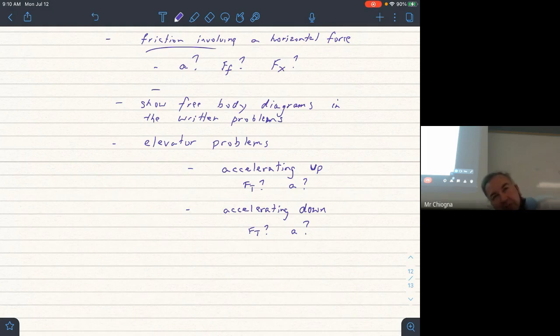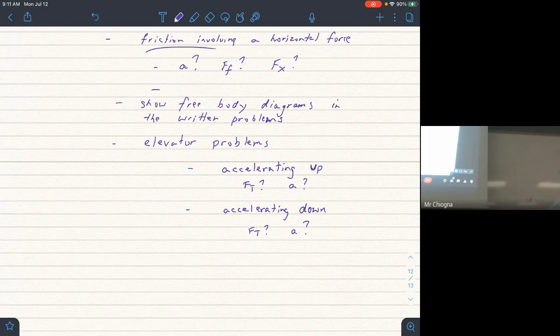Give me a direction with both. Remember, don't forget to do that, even though it's obvious. Show me the direction of both. If you draw the free body diagram properly, you should be able to figure that out. So make sure, even with the elevator problem, you know how to draw a free body diagram.